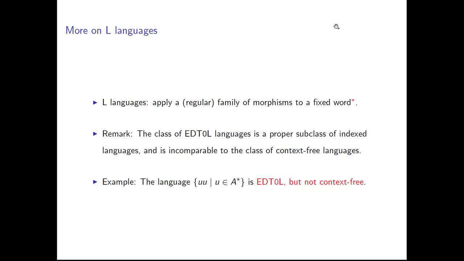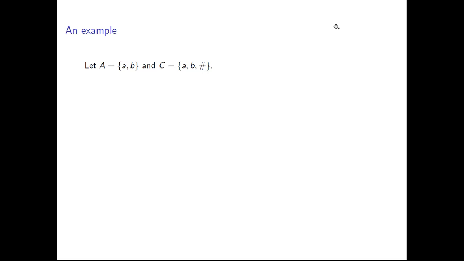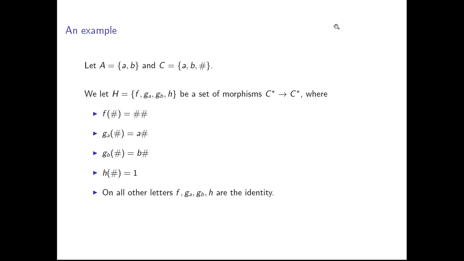with an example. So I have an alphabet A and a slightly bigger one. This is my extra symbol that I play with. And here are a bunch of maps. So these are semigroup maps, just substitutions of words. Okay, so I'm mostly working with the hash.